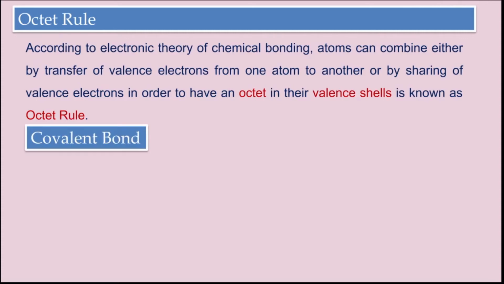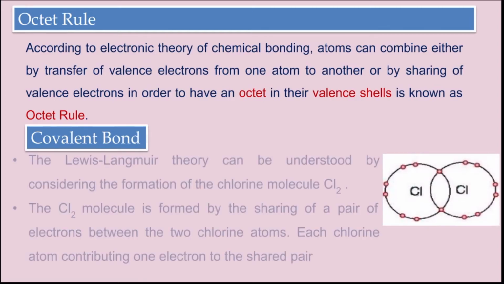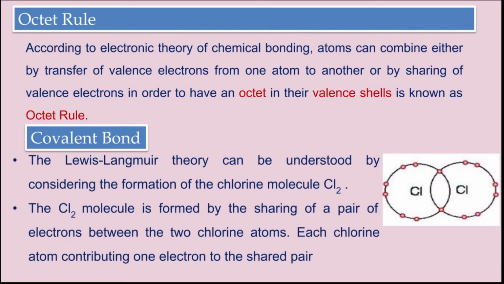What about covalent bond? The Lewis-Langmuir theory can be understood by considering the formation of chlorine molecule. The Cl2 molecule is formed by the sharing of a pair of electrons between the two chlorine atoms, each chlorine atom contributing 1 electron to the shared pair. In total, there are 8 electrons around both the atoms.